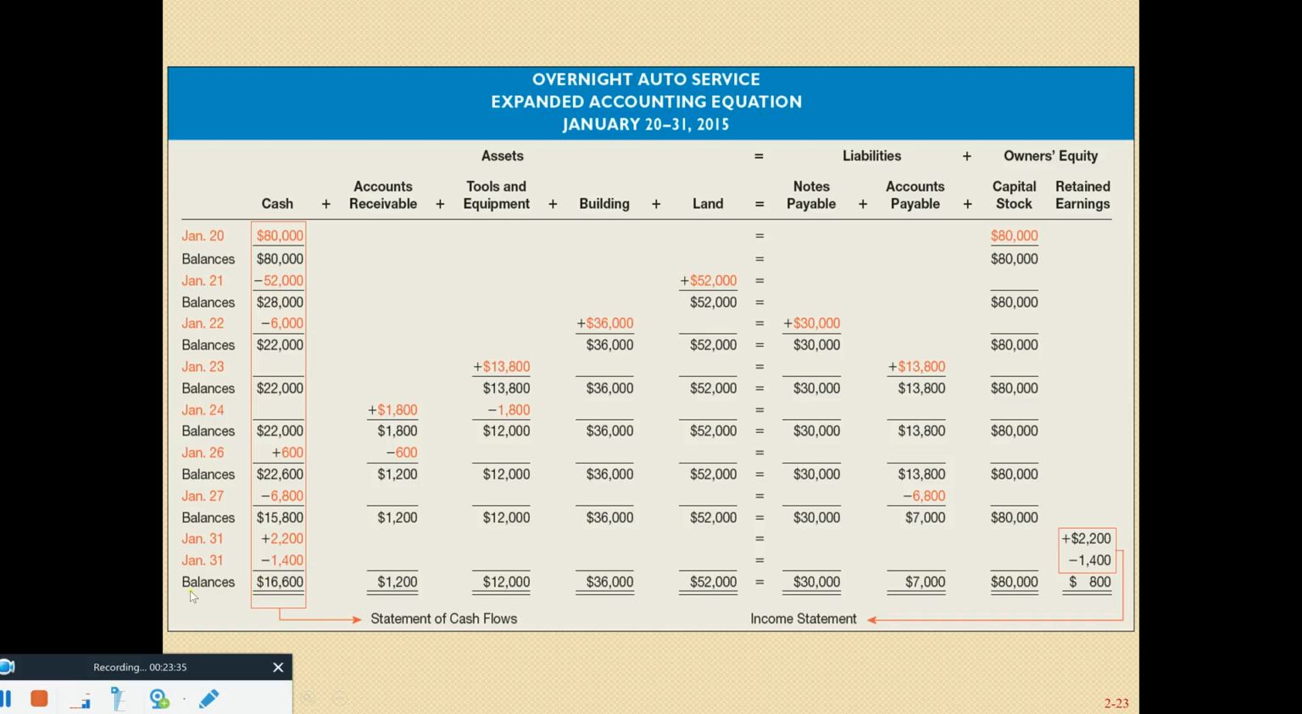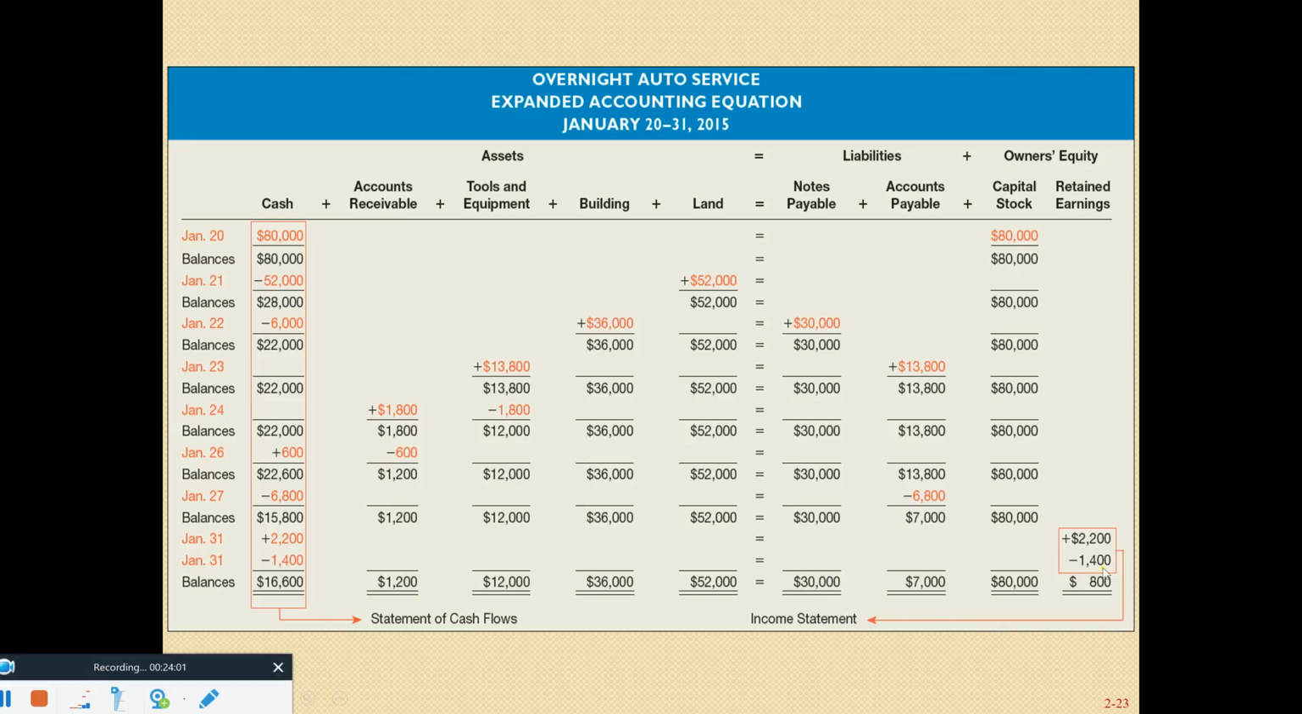So we have our cash balance at the end of the month, $16,600. Accounts receivable, $1,200. Tools and equipment, $12,000. Building, $36,000. Land, $52,000. That's one side of the balance sheet. The other side is the liabilities and the equity. We have $30,000 in note payable. We have $7,000 in accounts payable.